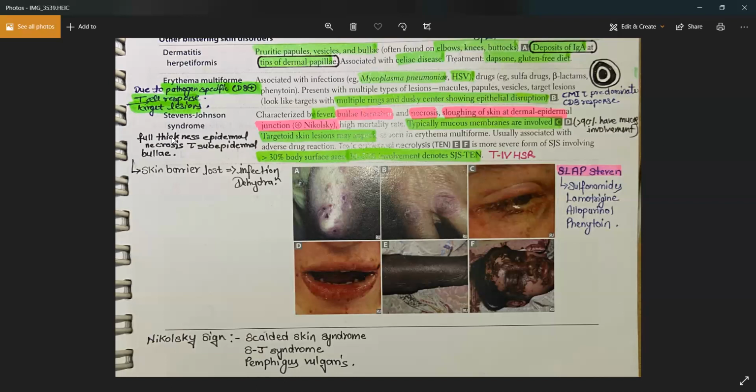Generally, you will have up to 10 to 30% of body surface area involved in Stevens-Johnson syndrome. But you call it toxic epidermal necrolysis whenever the skin involved is more than 30% of the body. Whenever you get more than 30% skin involvement, that means it is toxic epidermal necrolysis. If less than 30% is present, that means it is the usual Stevens-Johnson syndrome.